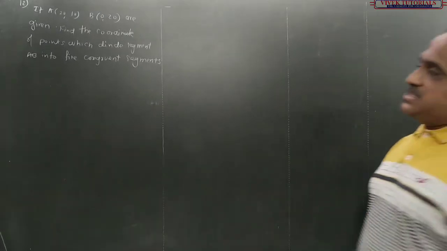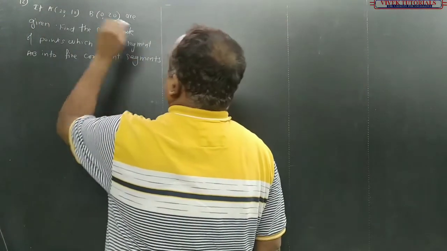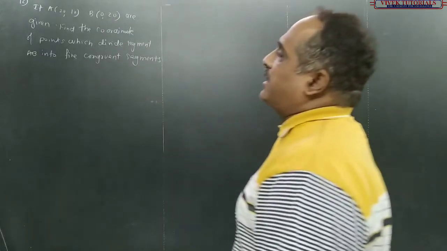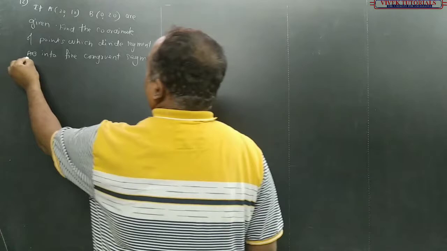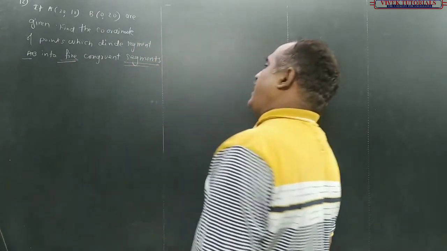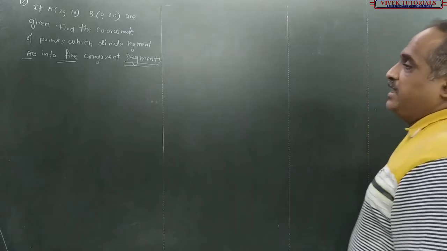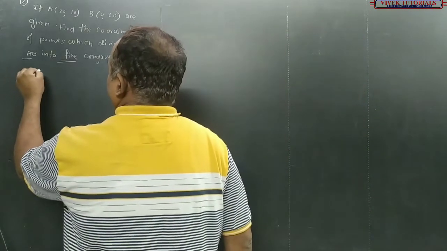Now the last question, 12. If A is 20 comma 10 and B is 0 comma 20, find the coordinates of the points which divide the segment AB into 5 congruent segments. We have 5 equal parts. So again, solution.